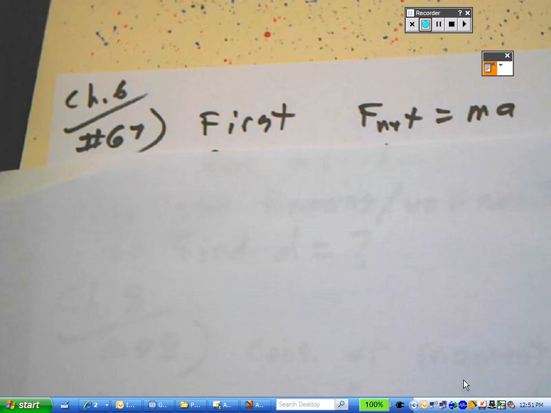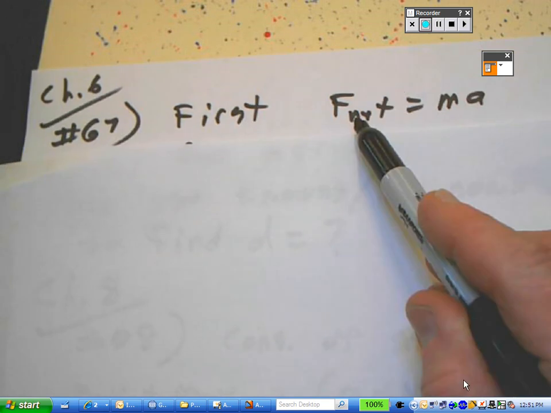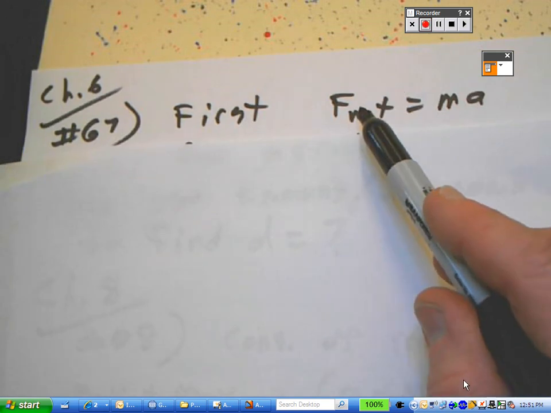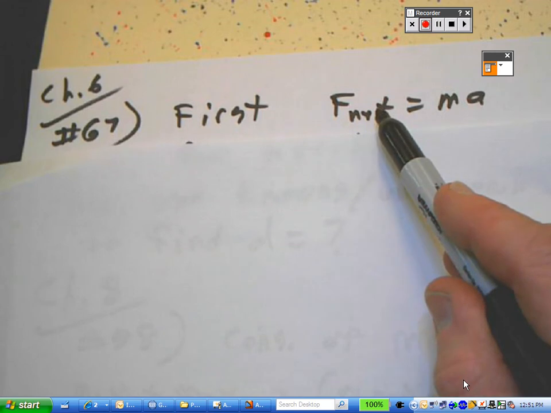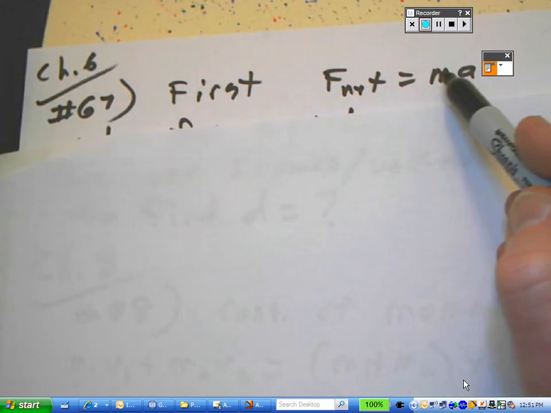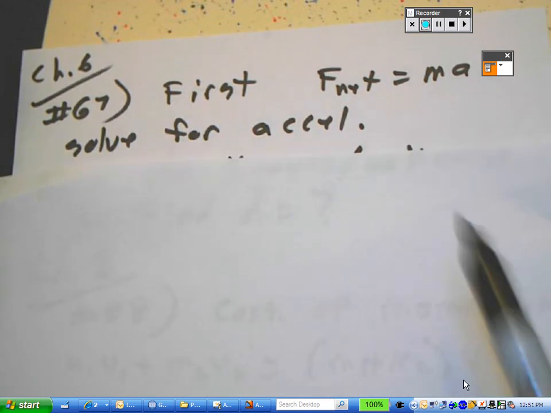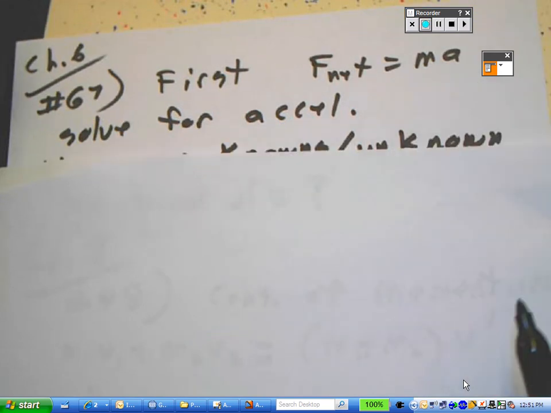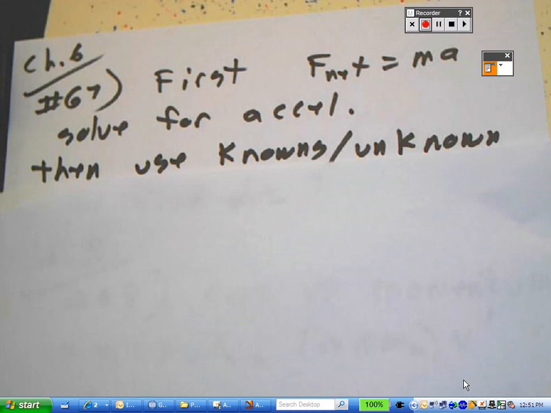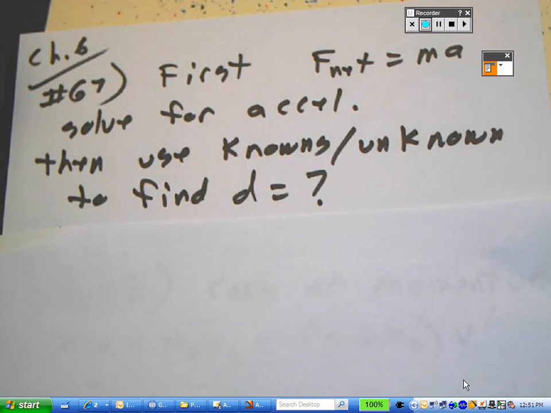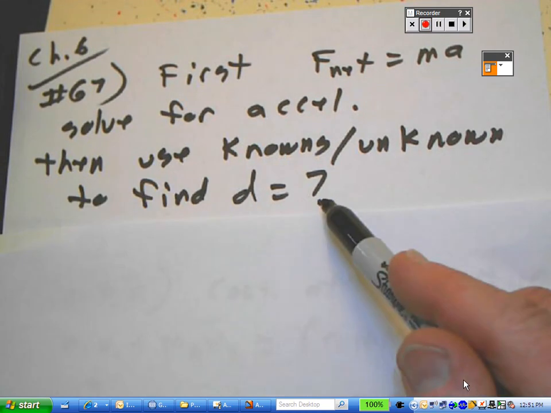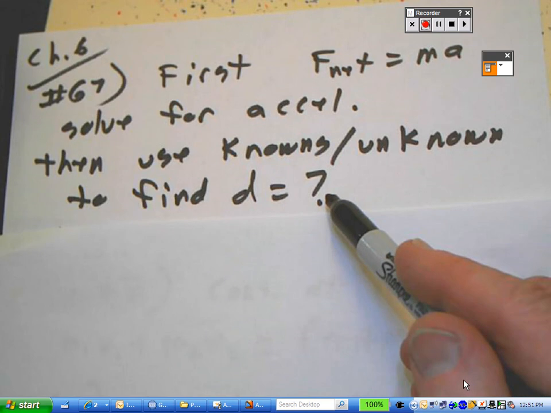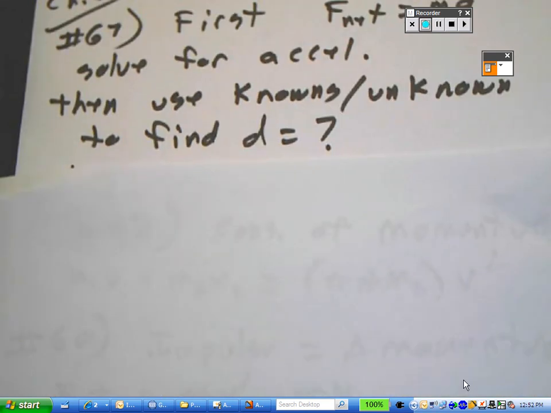On number 67, we're going to do the reverse of what you just did. So in number 60, we used acceleration and that helped us find the net force in F equals ma. This time, we're going to start with F equals ma. So solve this for the acceleration by using algebra, what they give you. And once you have the acceleration, then you can make a list of the knowns and the unknown to find d equals question mark, like we've done many times in chapter 4. I think that's going to help. Let's look at chapter 8.